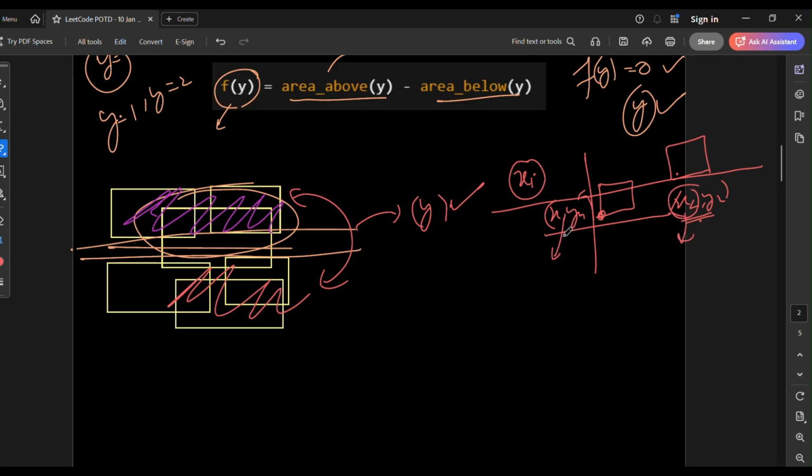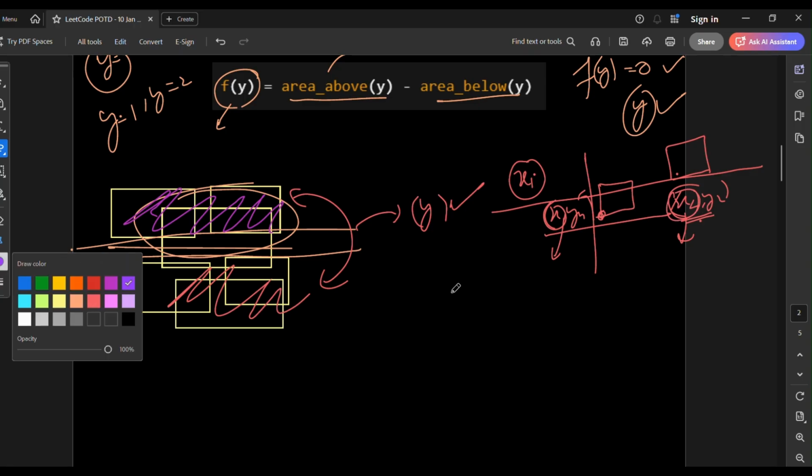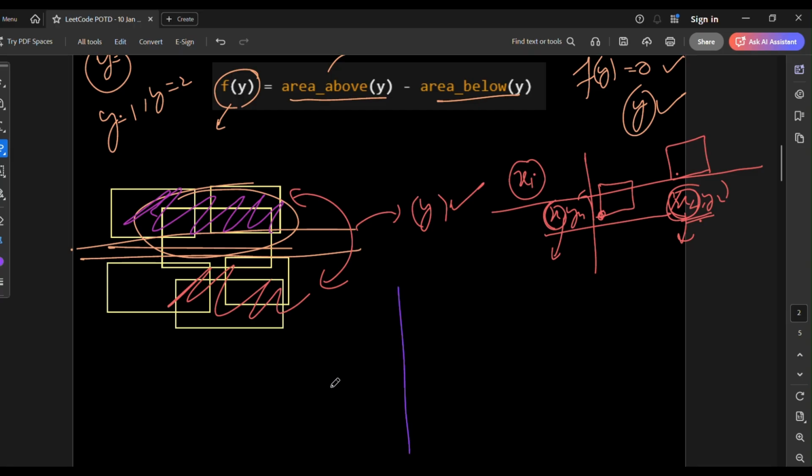So the value of x1, x2 is not that relevant for us. Let's understand this problem this way: if I put all of the squares that are in the first quadrant on the leftmost side, what it means is I put this square at this point, and I put another square at this point.